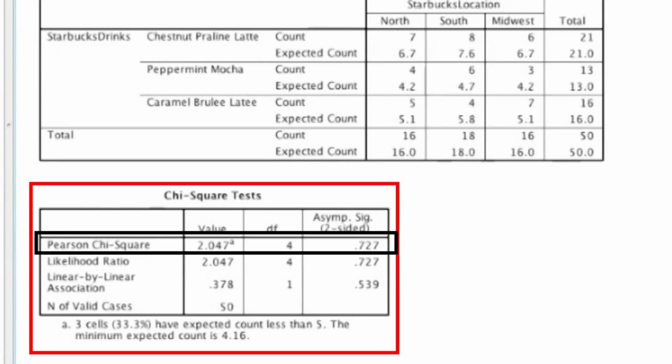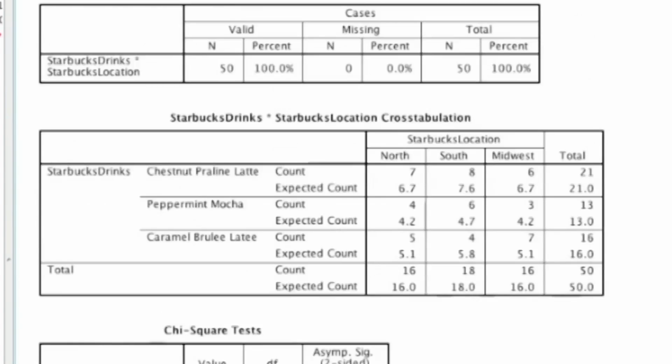Now, if our p-value was less than 0.05, this would indicate that there is a significant relationship between the type of holiday drink and the location of the Starbucks. Now, if you have a crosstab that is greater than a 2x2, what you'll need to do is follow up the chi-square test of independence with the post hoc analysis in order to determine where that significant relationship is. However, I'm not going to go over that in this video.